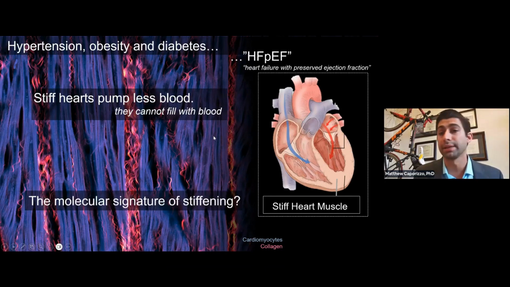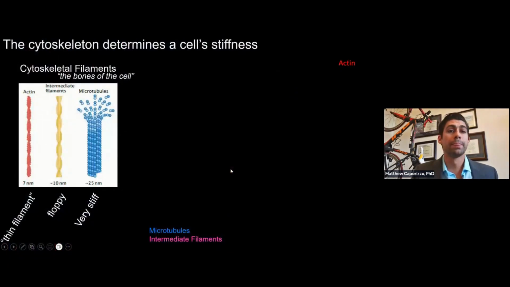This is something my lab is really interested in understanding: what are the molecular signatures of this stiffening? The stiffness of a cell like these cardiomyocytes is defined by your cell's skeleton, the same way our shape is defined by our skeleton.